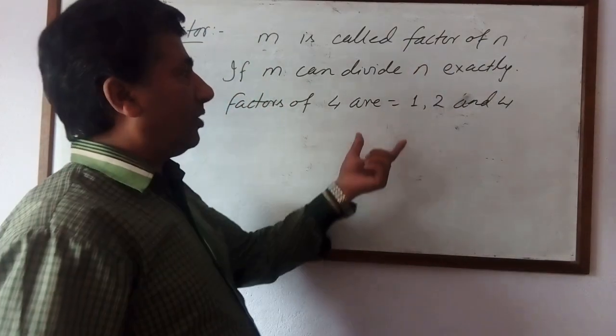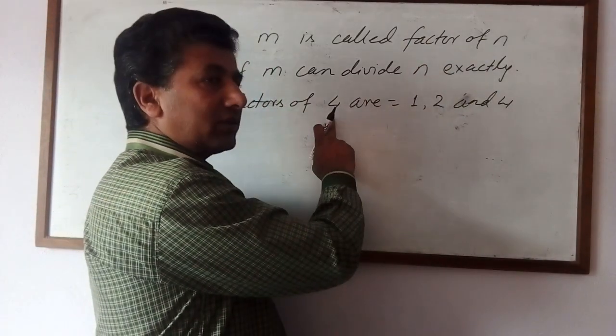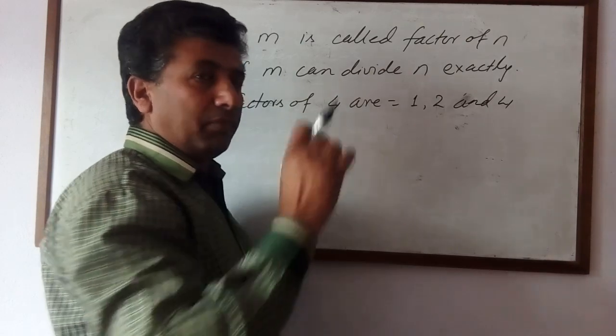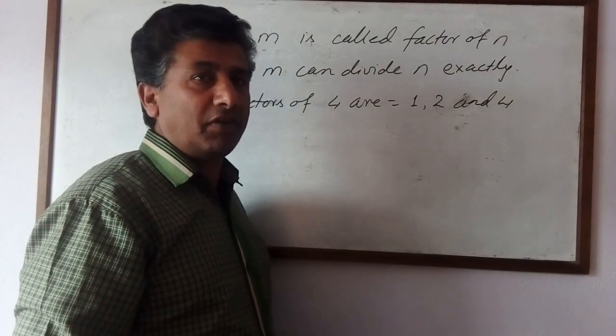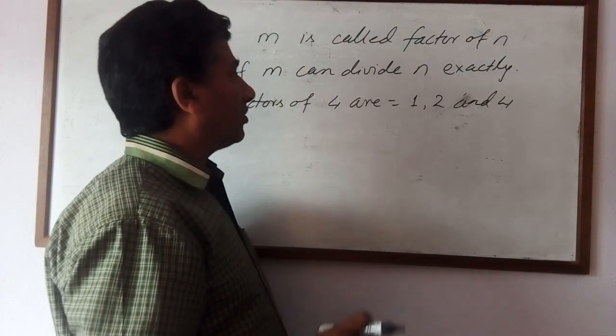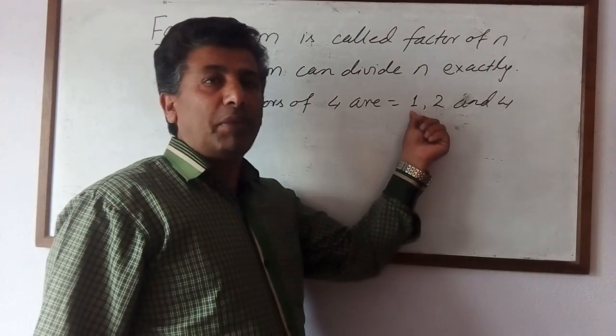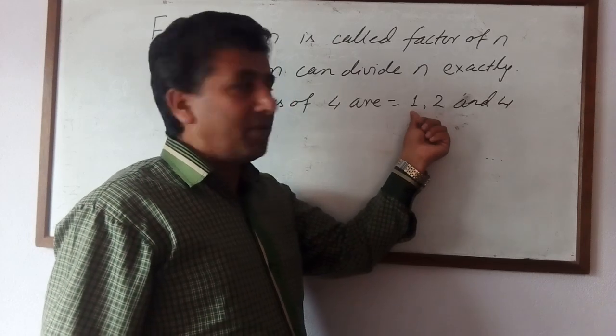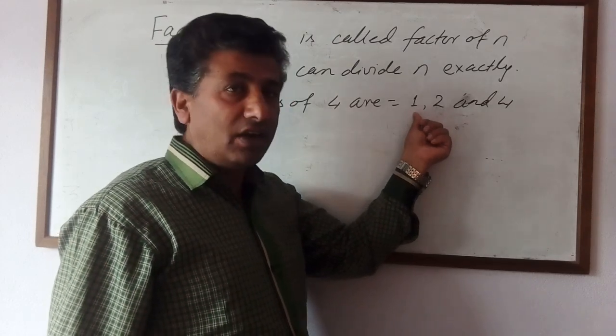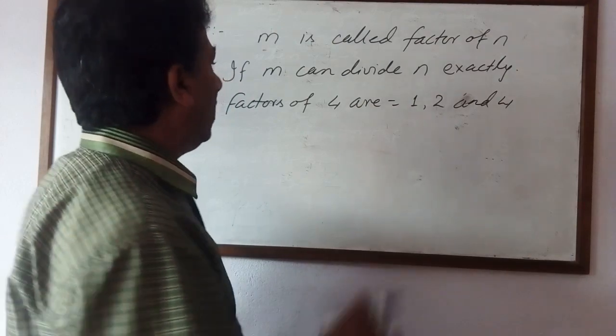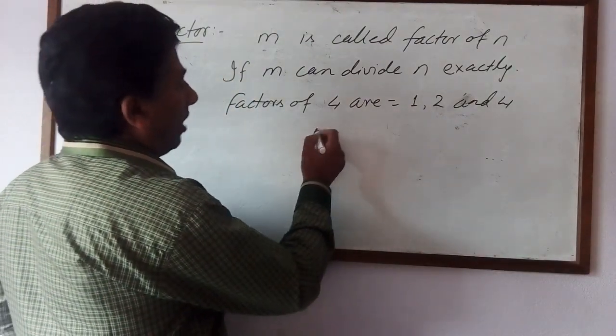Remember one very important point. A number is a multiple of itself and also a factor of itself. And another one is the number 1. This 1 is a factor of any number because 1 can divide any number. That's why 1 is called a common factor of all. And now I write prime factors.